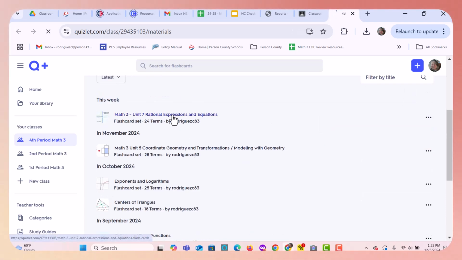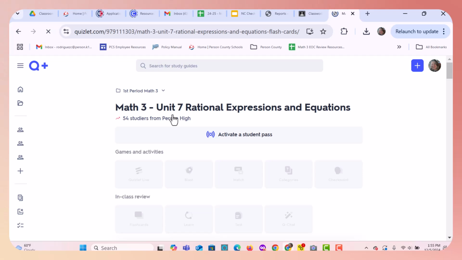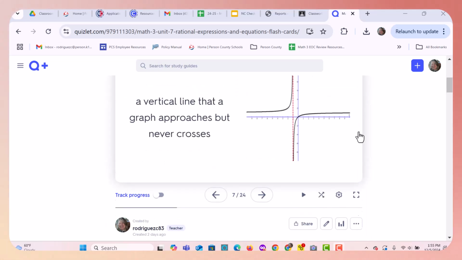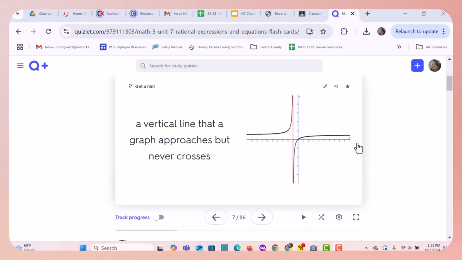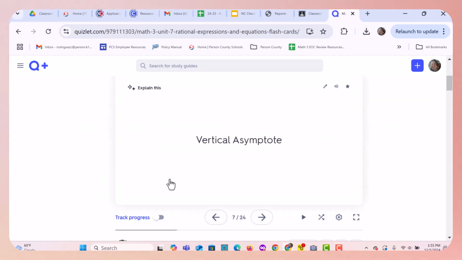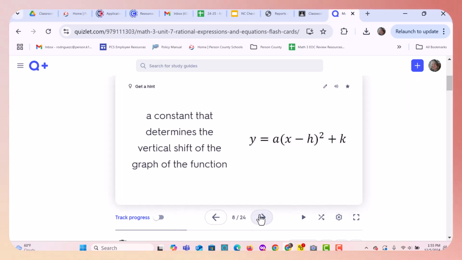Rational Expressions and Equations. So it's a flashcard set. You can go through the definitions and the words. I have some pictures for some. Okay, you can flip the card over. You can zoom in on the picture. Okay, get a good understanding of that.